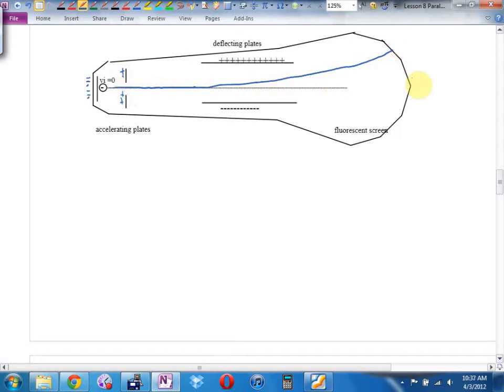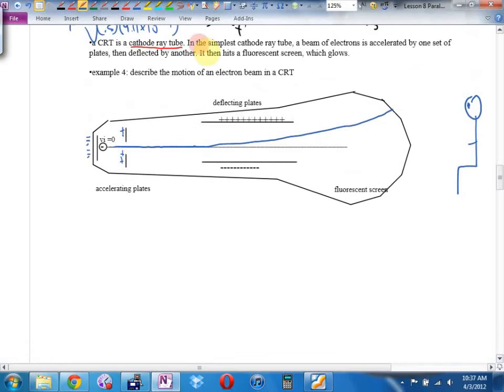But when you're on the other side looking, you don't see a bunch of little dots hitting like raindrops. They're hitting so fast, your eye translates it into a single image. And it refreshes that image 60 times every second. 60 hertz. Okay? In the simplest cathode ray tube, a beam of electrons is accelerated by one set of plates, deflected by another, hits a fluorescent screen which glows. So it says, describe the motion of an electron beam in a cathode ray tube. Works like this.